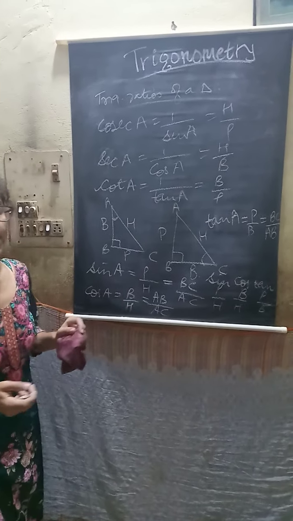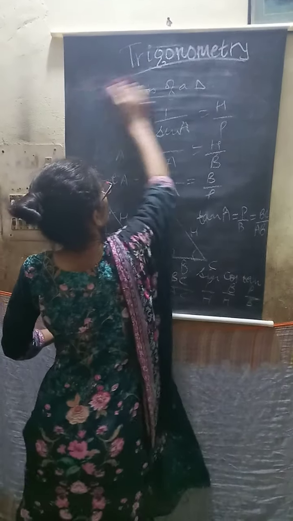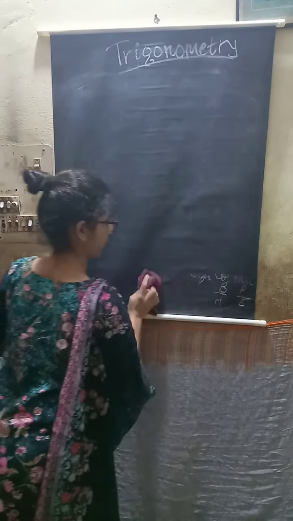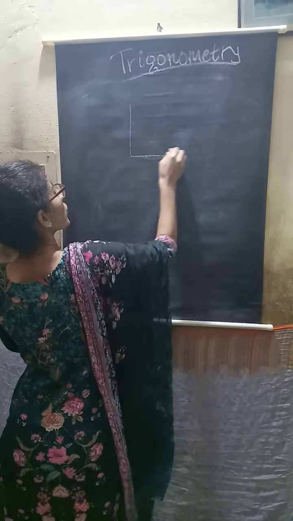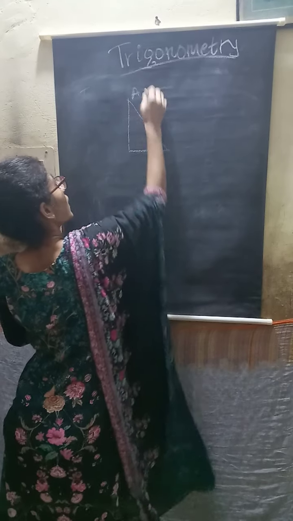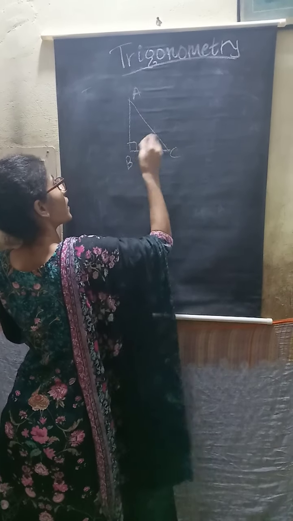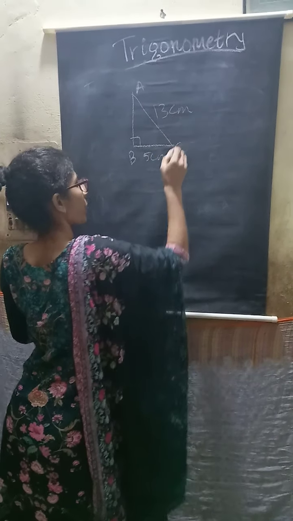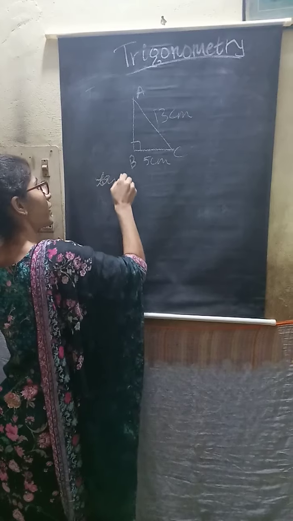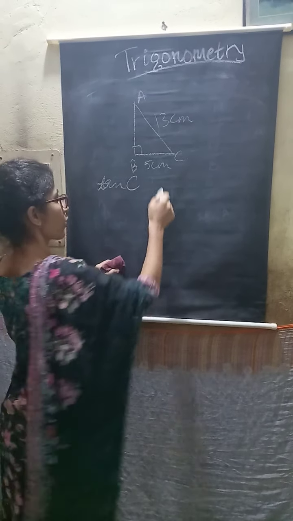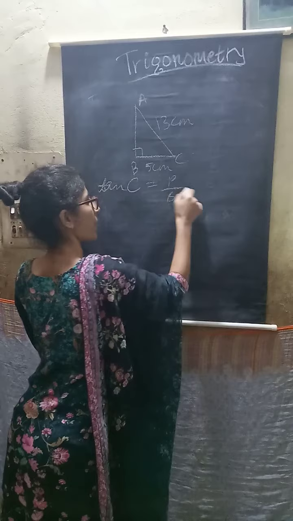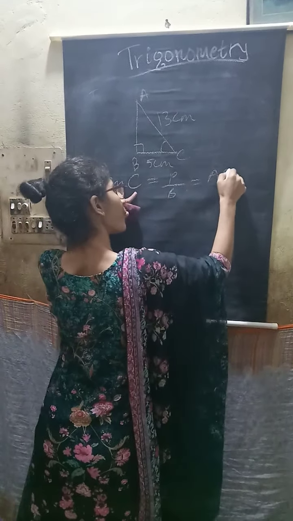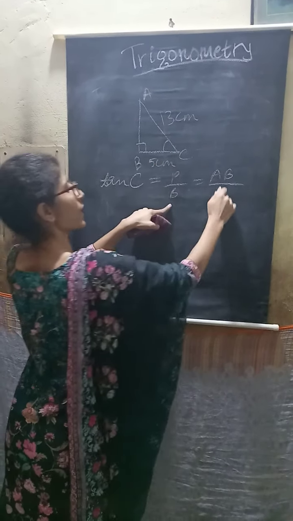Okay, how do we use these in problem solving? I'll show you using an example. Suppose we are given a triangle ABC, this is 13, this is 5 centimeter, and we need to find tan C. So tan C we know is perpendicular by base, and perpendicular for angle C is this AB, and base for angle C is BC.